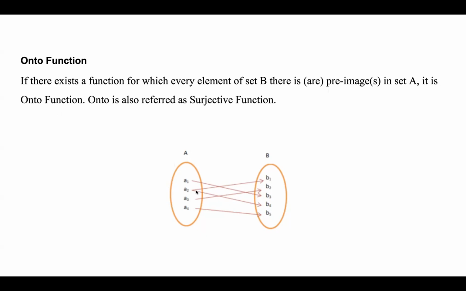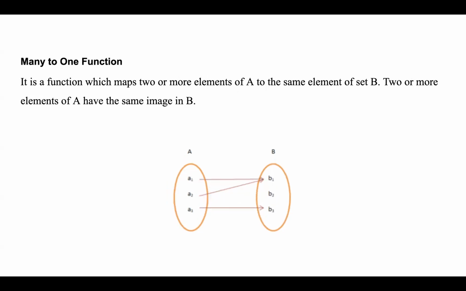Here, what is the type of this? Onto function. A3 is assigned to B2 and A4 is assigned to B5. If there exists a function for which every element of set B has a pre-image in set A, it means each element in set B is assigned. It is not many to one, where any element from B can remain there because no pair is there from A.